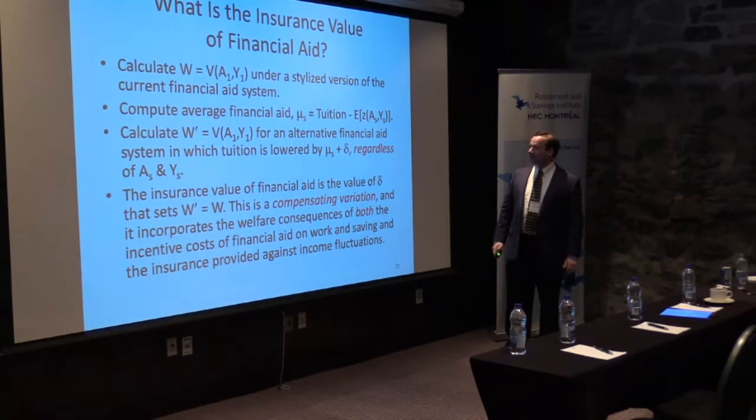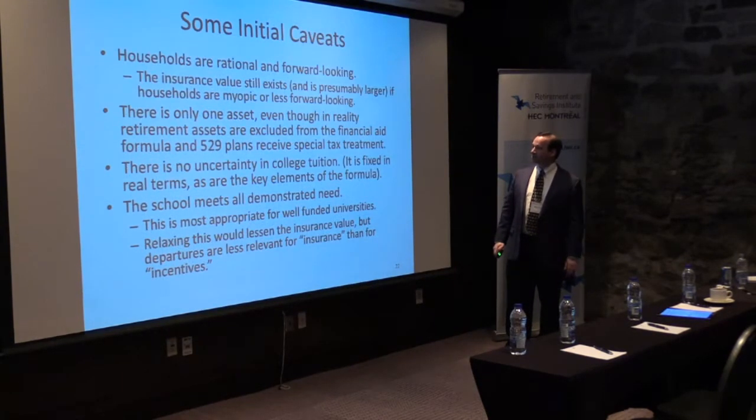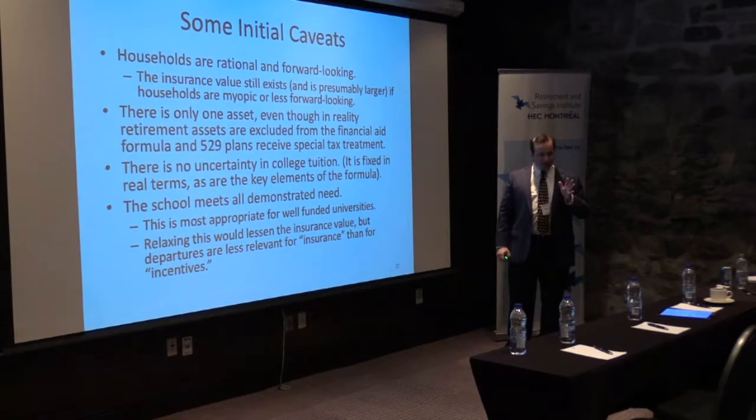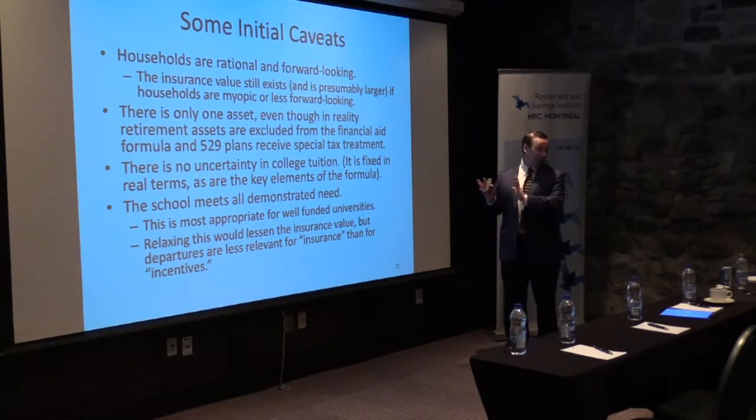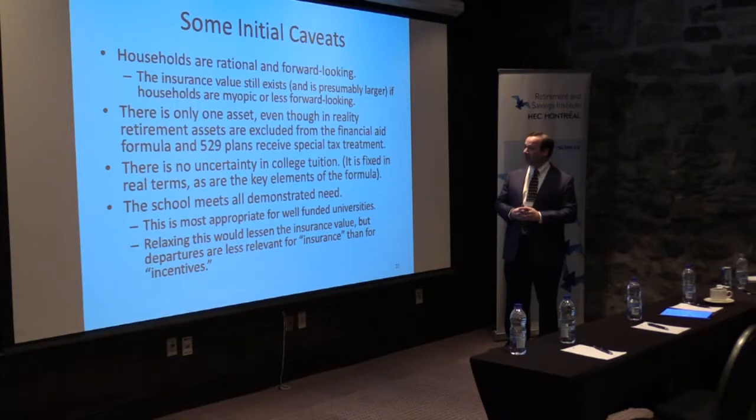Okay, so I think I've said all of this already, so there's no reason to belabor it. The caveats, of which there are quite a few. So I've modeled this as if it's perfect, it's subject to the uncertainty, it's rational, it's forward-looking. The insurance value would still exist if people were myopic. In fact, the insurance value would go up, and all of the concerns about disincentives would go down. So I think this just happens to turn out that it makes the estimates a little bit more conservative.